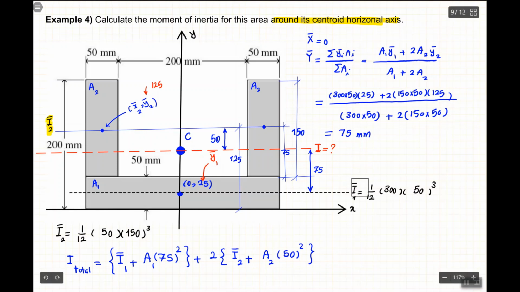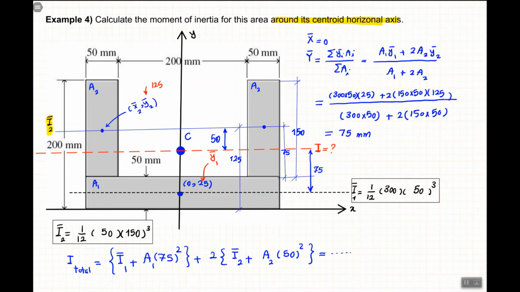We have I bar 1 here, we have I bar 2 here, and we have our general formula for I total, so we can put these numbers together and find the total moment of inertia for this shape, and the unit is millimeter to the power of 4, because all the units are to the power of 4.